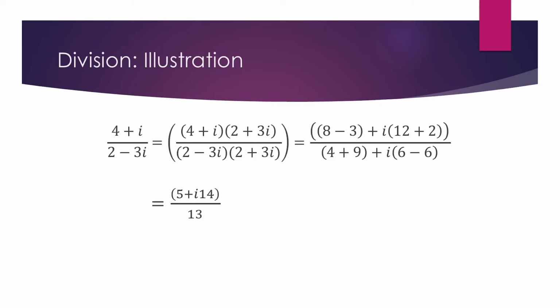So whenever you write a complex number, write it in the form x plus i times y, where both x and y are real numbers. So I will write this as 5 by 13 plus i times 14 by 13. So whenever we want to find the ratio of two complex numbers, it is enough to multiply the numerator and denominator with the conjugate of the denominator, and you can proceed like this. Whenever you multiply the numerator and denominator with the conjugate of the denominator, the denominator will be a real number.